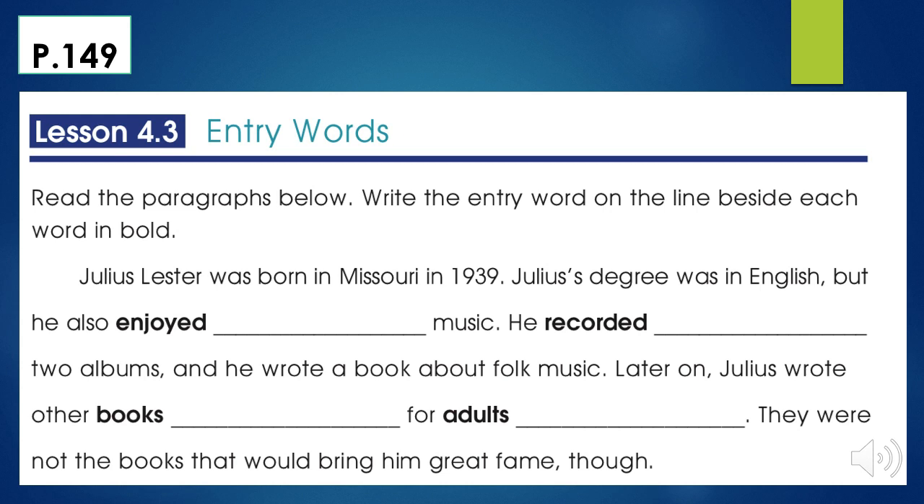Now open your book on page 149. Let's start the exercise of this page. Okay. Read the paragraph below. Write the entry word on the line beside each word in bold. Now you have a paragraph and some words that are written in bold. We will look at the words written in bold, and we will write the original, the base form of it. You can start reading and I will help you.